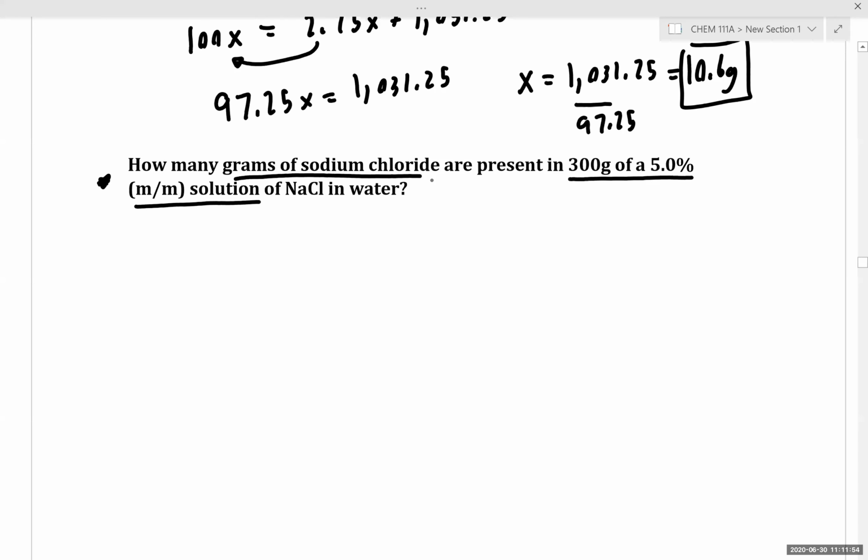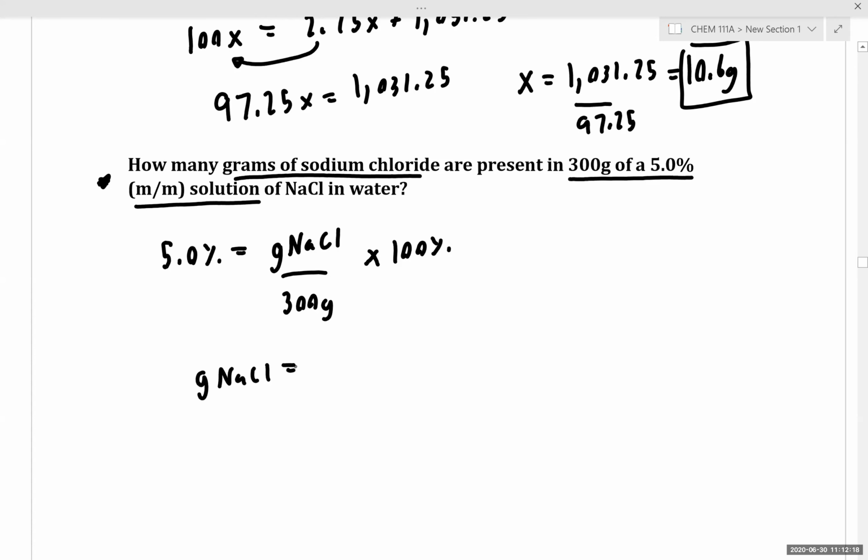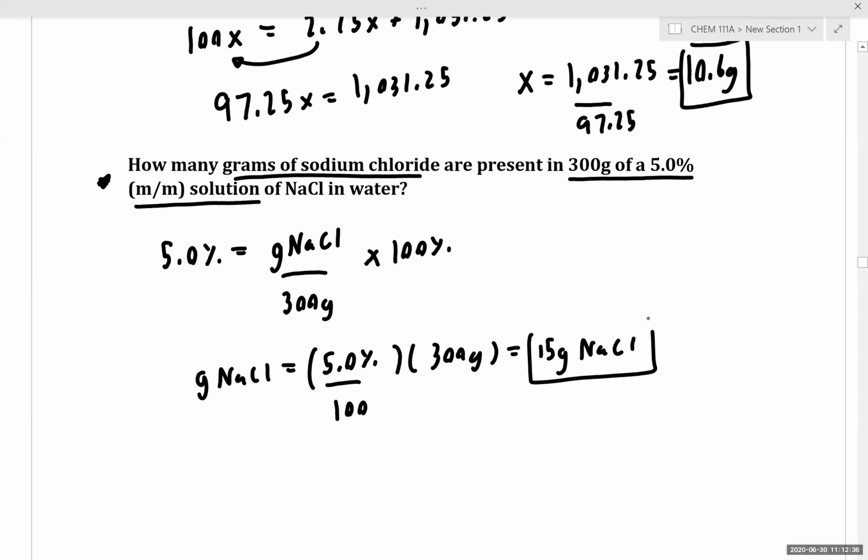So we're asked how many grams of sodium chloride are present in 300 grams of a 5% mass over mass solution. Okay, so we know this 5.0% is equal to the grams of sodium chloride over 300 grams of solution times 100%. So then the grams of sodium chloride are equal to 5.0% over 100 times 300 grams, which in turn gives us 15 grams of sodium chloride.